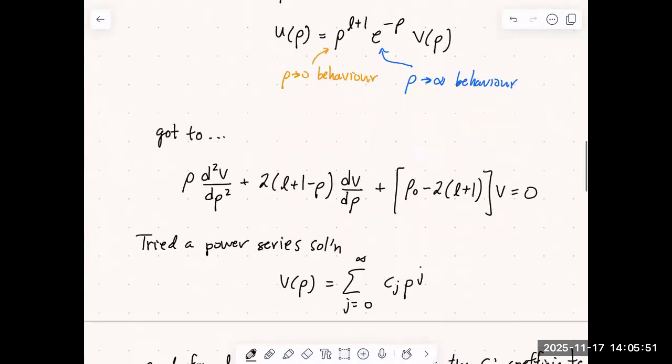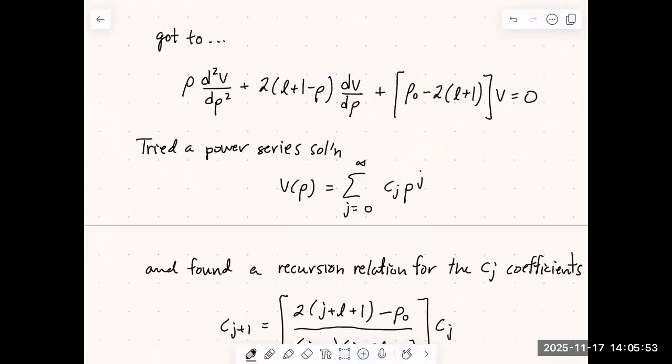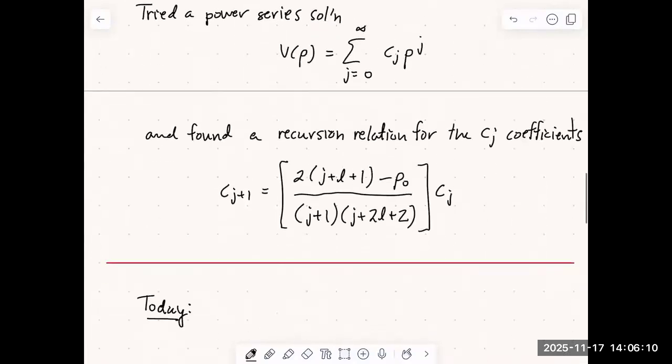And once we did that, when we put in these new variables into our original differential equation, this is what it boiled down to. And we finally got to the point where we're going to assume a power series solution. We threw that into our differential equation, and that led to a recursion relation between the coefficients in the power series. And that's essentially where we got to before the break.